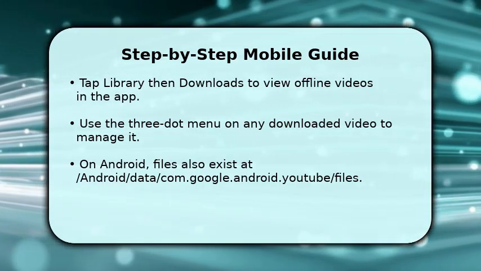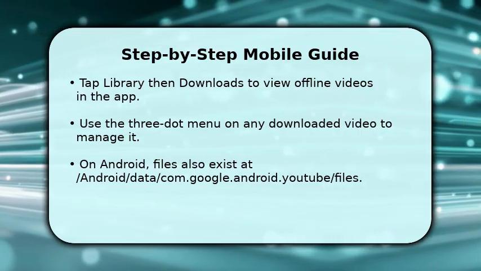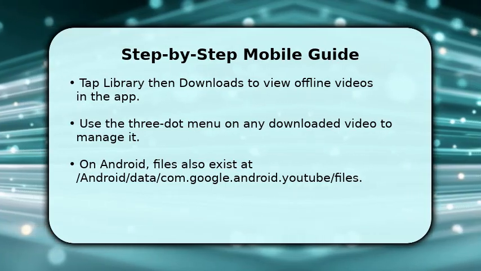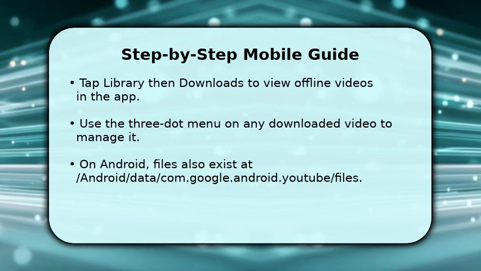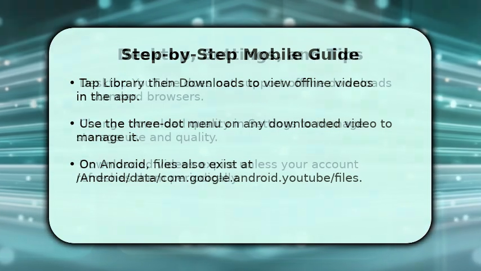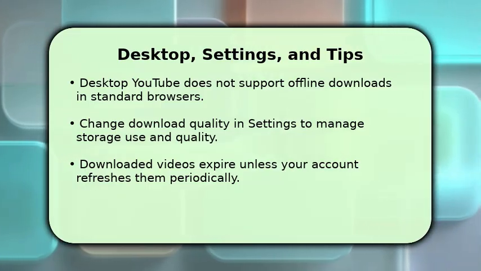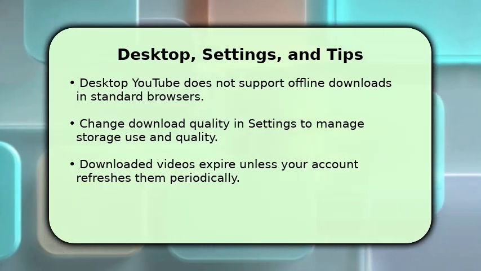On Android devices, cached download files are also stored at /android/data/com.google.android.youtube/files. On iPhone, downloaded videos stay inside the YouTube app and are not exposed in Files. Understand that desktop browsers do not support YouTube offline downloads normally. Instead, use the YouTube mobile app if you want offline access on a device.